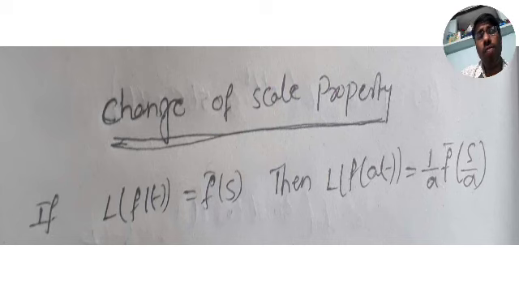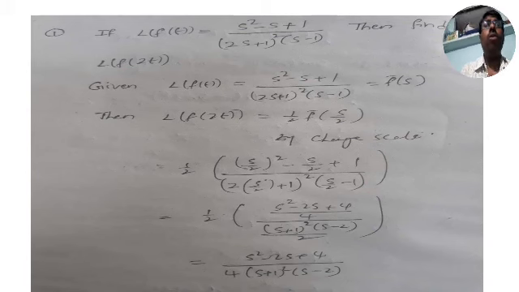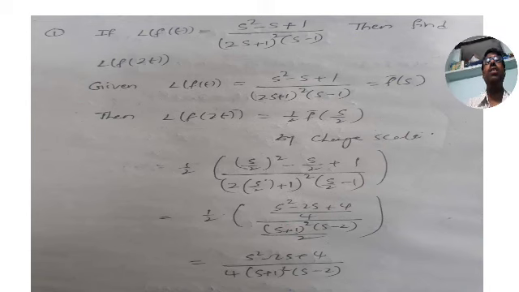What is that? If L of f of t is equal to f bar of s, then L of f of a t is equal to 1 by a into f bar of s by a. Are you getting it? So let us move on to the problems. What the problem says, if L of f of t is equal to (s square minus s plus 1) by (2s plus 1) whole square into (s minus 1), then find L of f of 2t.